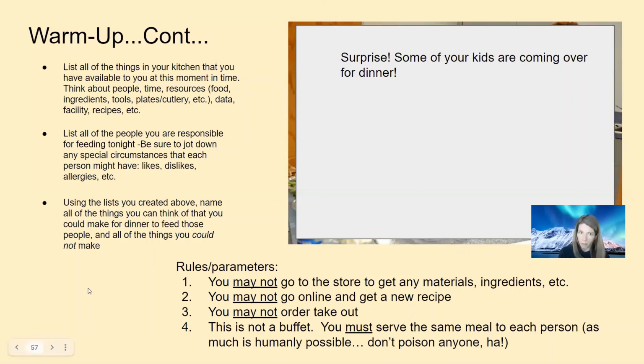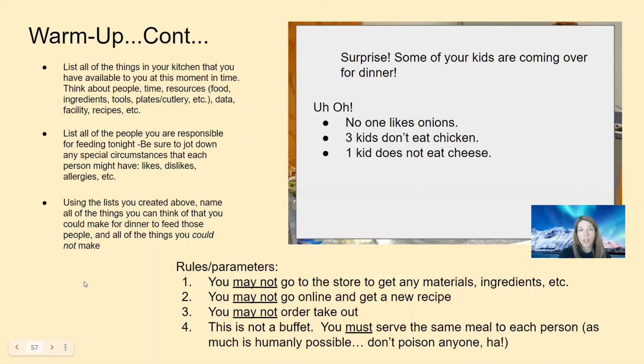And remember my story about my son, right? Whether it looks the same on the plate or not, it can be differentiated, but everybody should be getting the same meal as humanly possible. But before you all decide that you're just going to make chicken nuggets and fries, none of the students like onions. Okay, well, that's all right. 3 of the kids don't eat chicken. For whatever reason, they just don't eat chicken. That's not in their wheelhouse. And you got 1 kid that does not eat cheese.